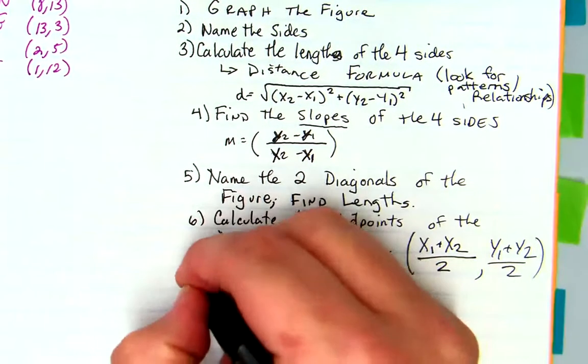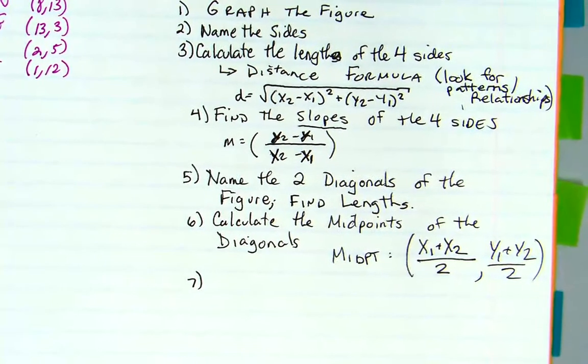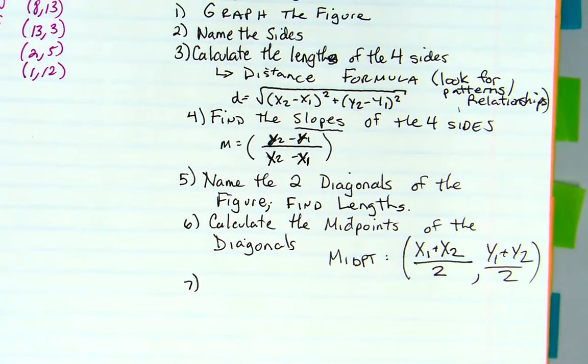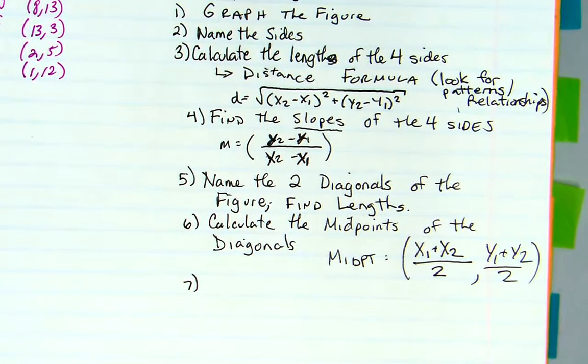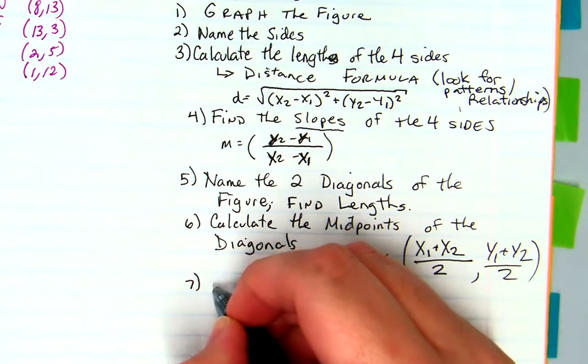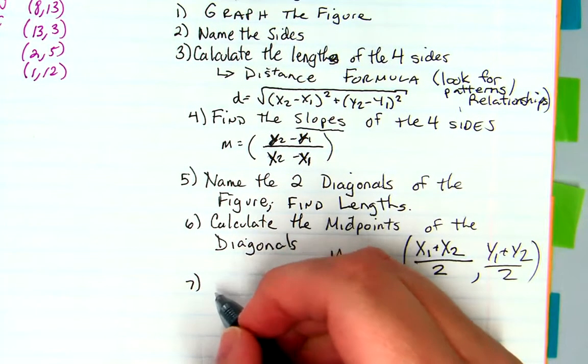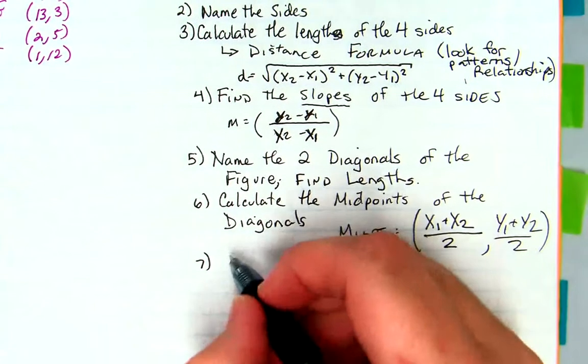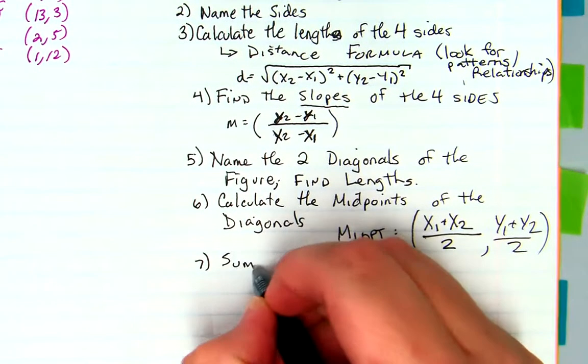And part 7, this stuff might look like a lot, but it's not a lot. It really isn't a lot. Part 7 is summarize your findings.